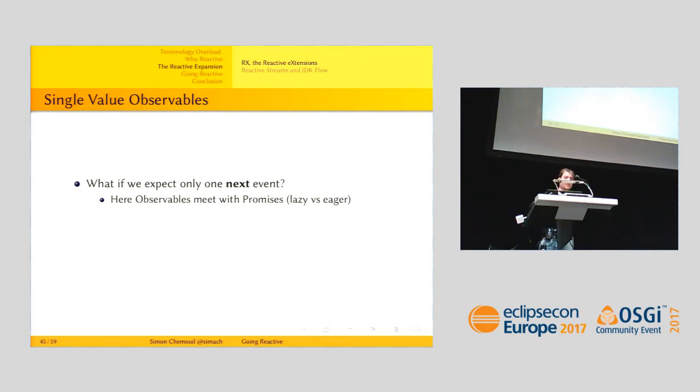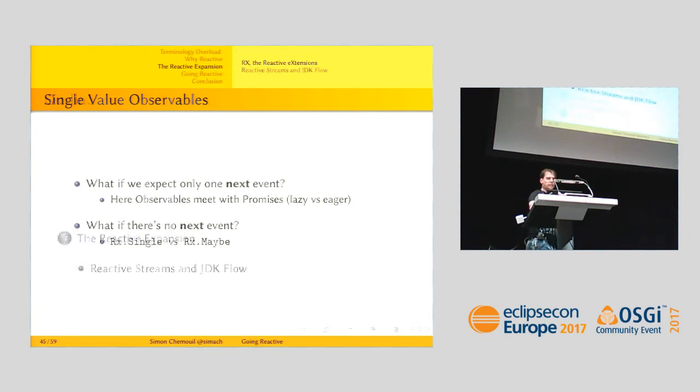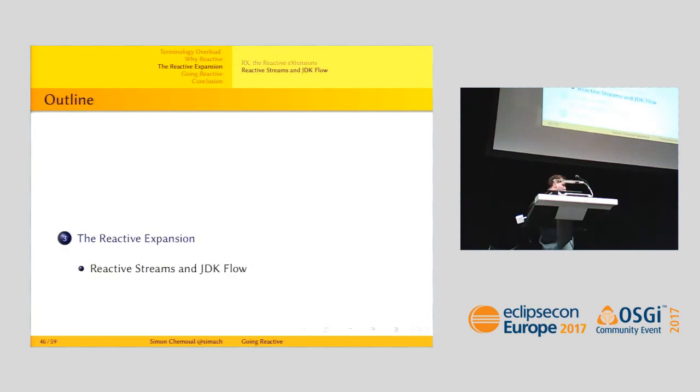There's a bit of difference because observables are always lazy. You always have to subscribe, while promises usually start when you create them. And there is also a slight difference in semantics: what happens if there is no next event, like if it's empty, or if it's an error. So that's the difference between single and maybe. Okay, that's a very short overview of Rx.